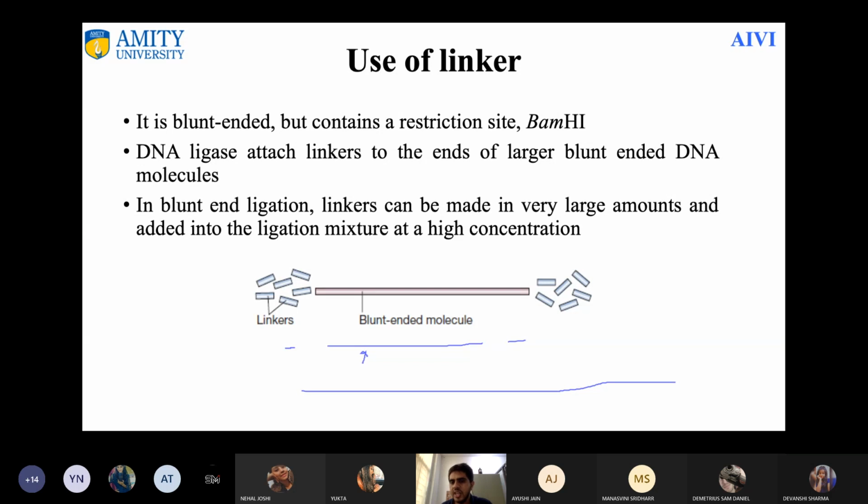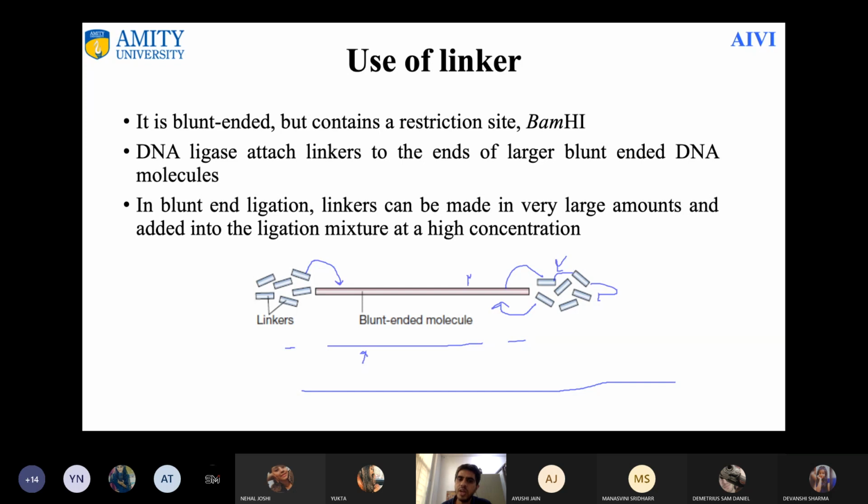Because your DNA ligase is going to treat two blunt DNA ends equally. It is not going to bias between the molecule to which you want to add linkers, or joining two linkers together. So it may ligate this to this, or this to this. But what we want is that the linker must ligate to your DNA molecules.